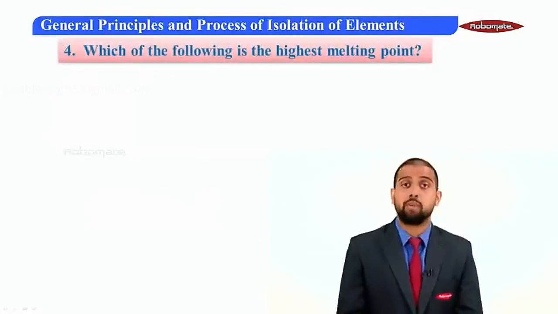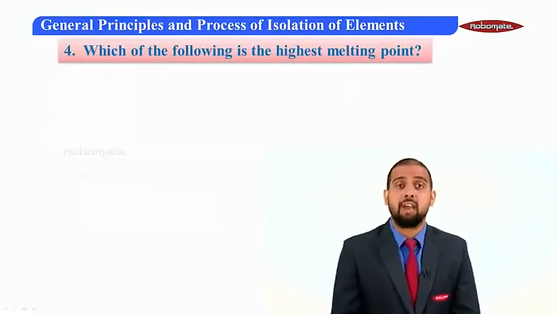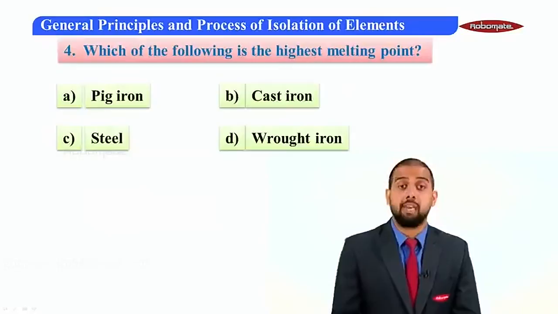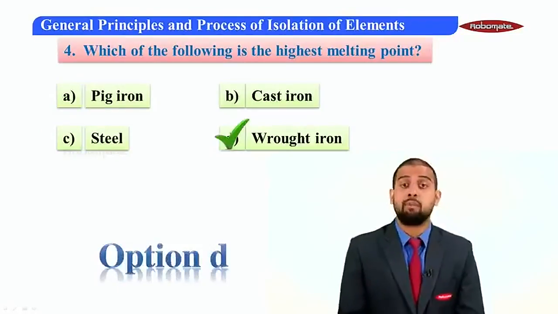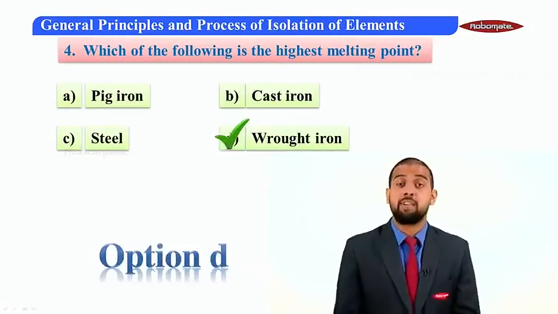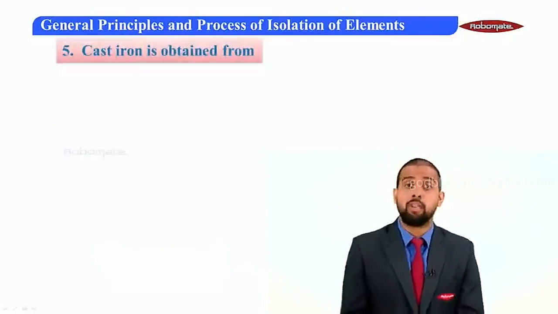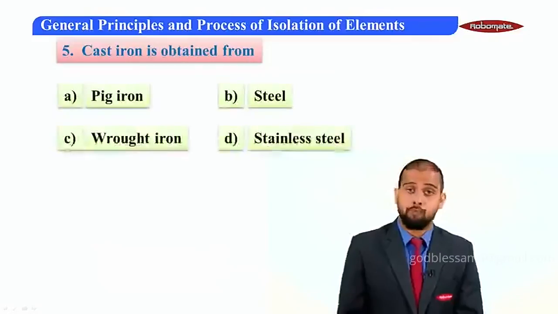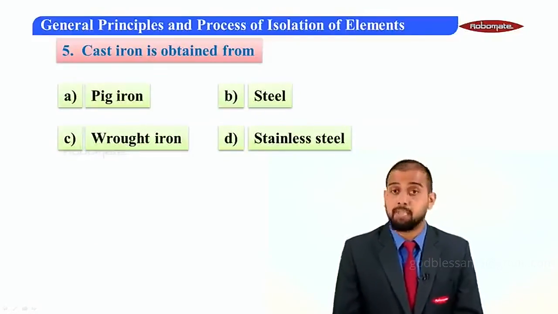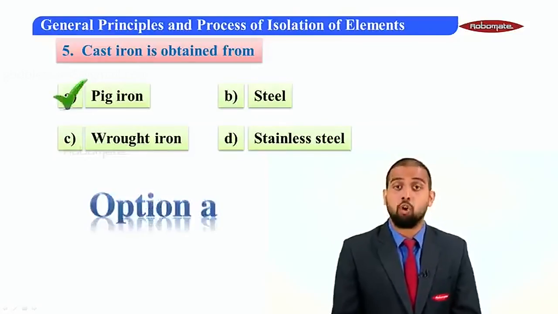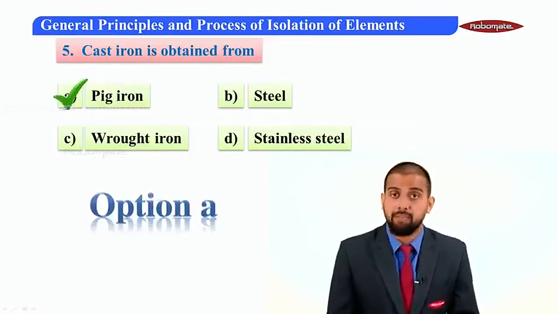The fourth question here is: which of the following has the highest melting point? We should always know that a pure substance will always have the highest melting point. The purest form of iron here is wrought iron, and wherever impurity is present, the melting point will decrease. Going to the next one: cast iron is obtained from, though I said cast iron and pig iron are the same, no, there is a difference in the carbon content. So cast iron is also obtained from pig iron. Thank you.